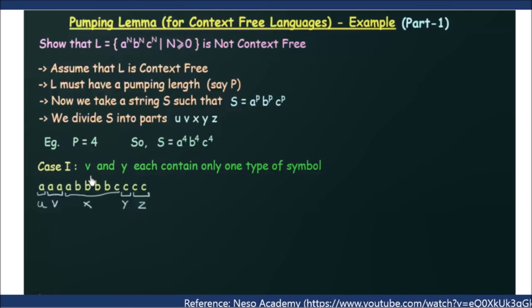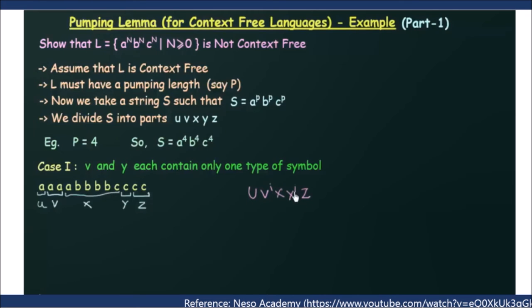The case that we had was that V and Y each contains only one type of symbol. So where is my V? This is my V, and V contains only A, the same kind of symbol. And Y also contains only one kind of symbol, which is C. So V and Y each contain only one type of symbol. That is one way in which you can divide it into parts U, V, X, Y, and Z. Now after we have divided, condition number 1 says that U, V raised to i, X, Y raised to i, Z must also belong to the language.